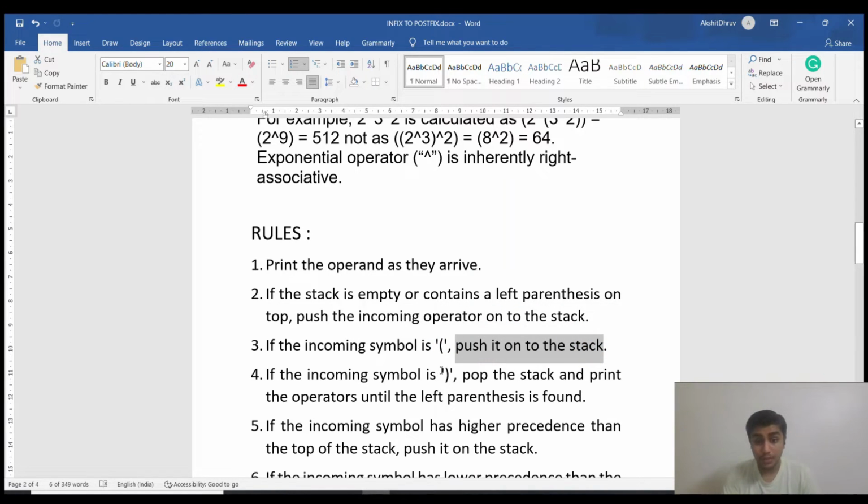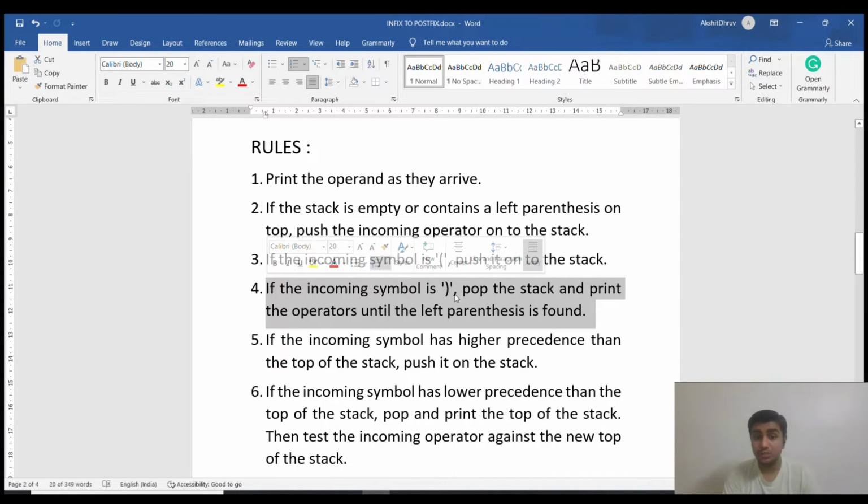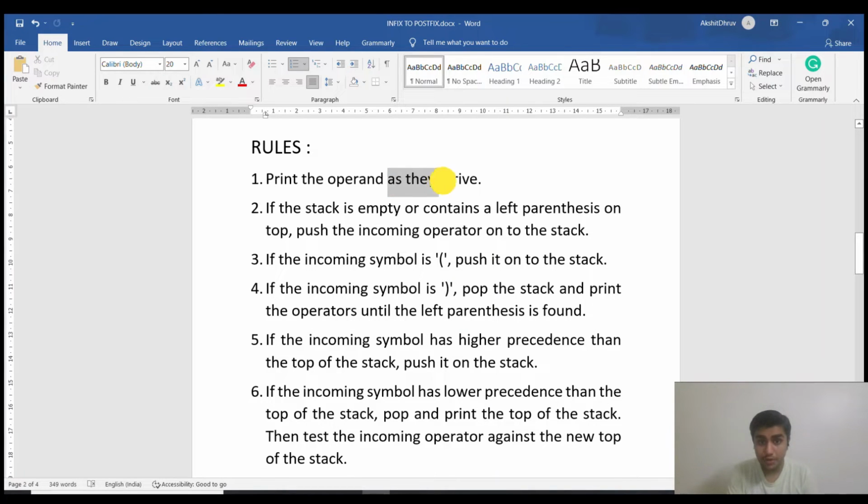If the incoming symbol is a right parenthesis, we will just pop the stack and print the operators until a left parenthesis is found. That is, whatever is there inside it, we will just print it into the postfix string we are writing, right? We will pop these things till we find the left parenthesis. But you have to remember, we will not print any of the parentheses in the output.